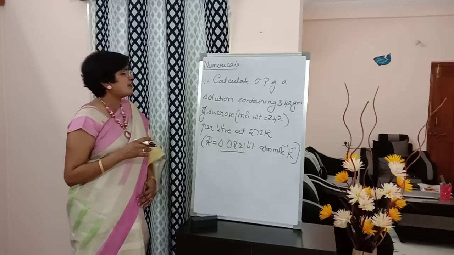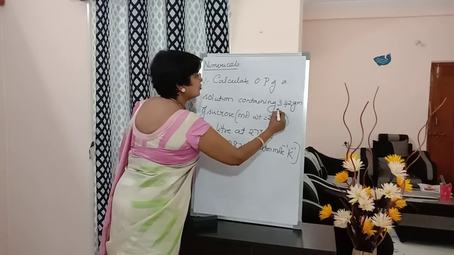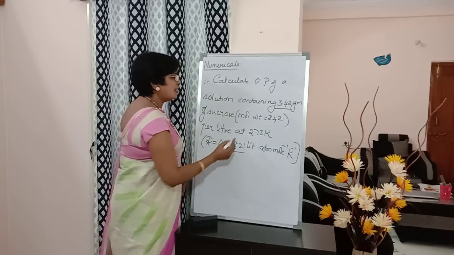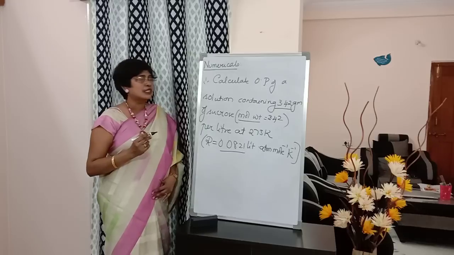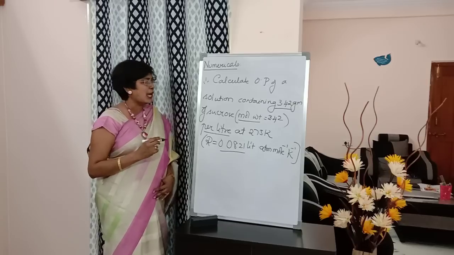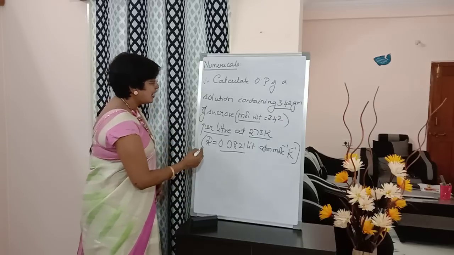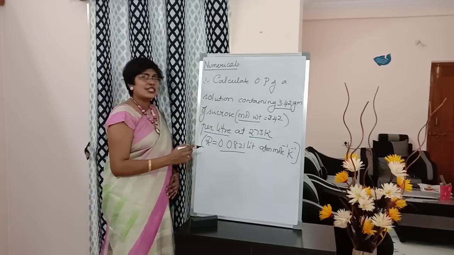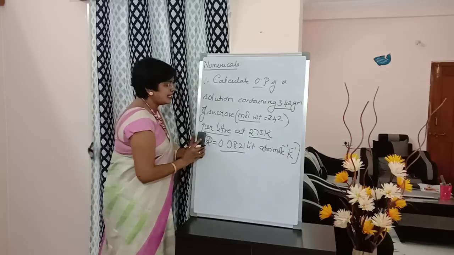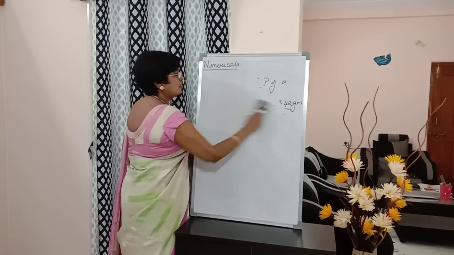Calculate osmotic pressure of a solution containing 3.42 grams of sucrose. So this 3.42 grams is weight of the solute. That is small w. Next, molecular weight of solute, small m, 342 per liter. What is this? Volume of the solution, capital V, at 273 Kelvin, absolute temperature, capital T, R. Okay, so all the values are given. So what is to be calculated? Osmotic pressure, denoted by the letter pi. Put the side heading solution.